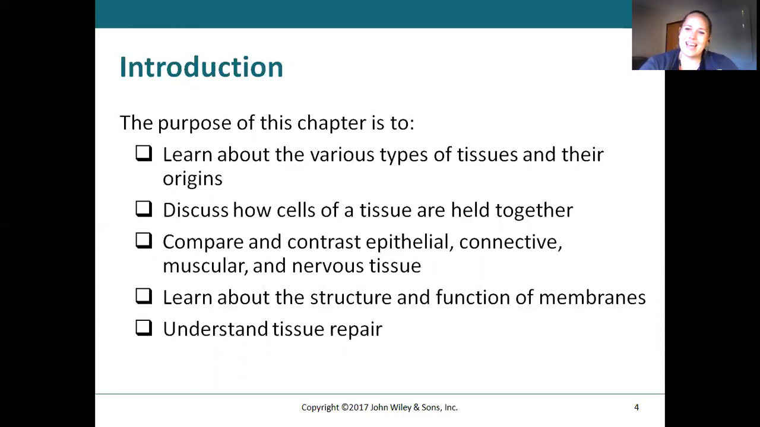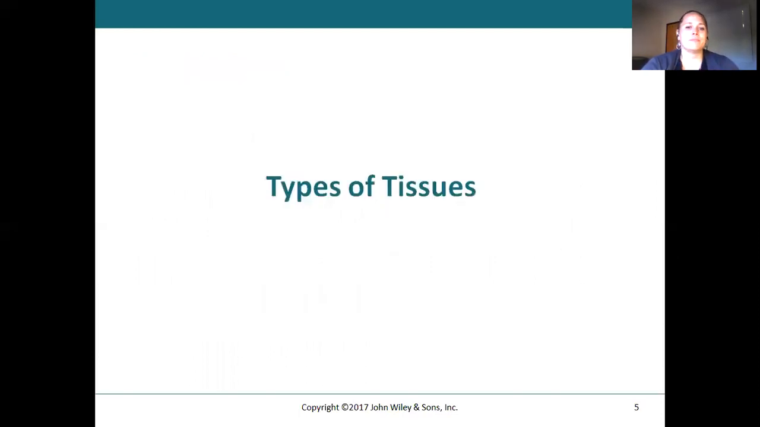Those two tissues we will revisit later when we're going over the specific chapters. So this chapter is kind of just a basic introduction. We'll talk much more specifically about those tissues in those particular chapters. Learn about the structure and function of membranes and understand tissue repair, because as tissue is damaged, it has to be replaced and repaired. That's one of the marvelous things about our bodies, that we can repair ourselves most of the time, not all of the time. Some tissues are more readily repaired than others, given the turnover of those cells.